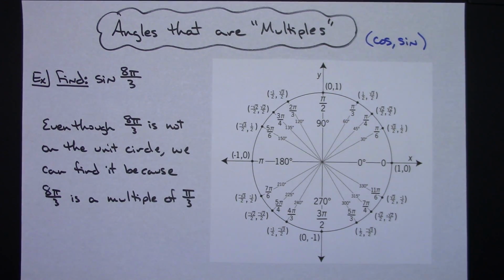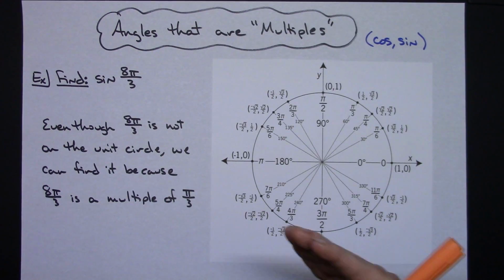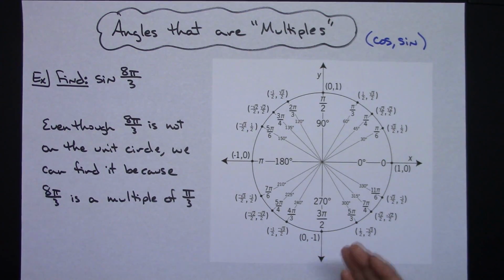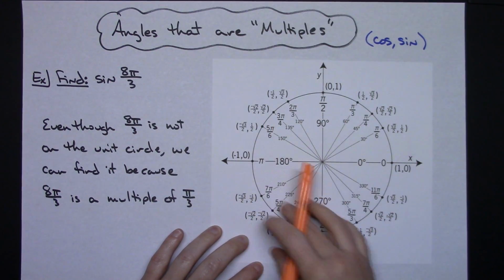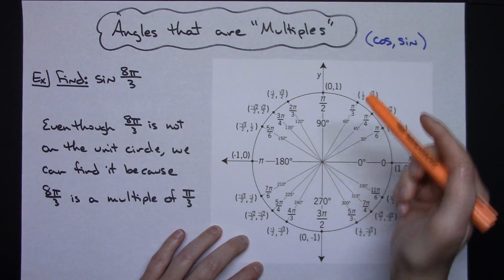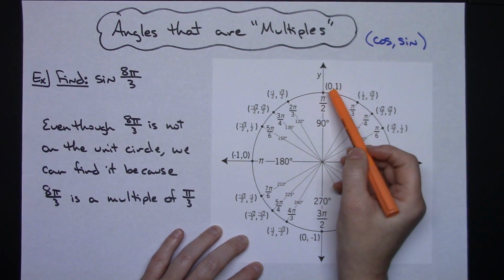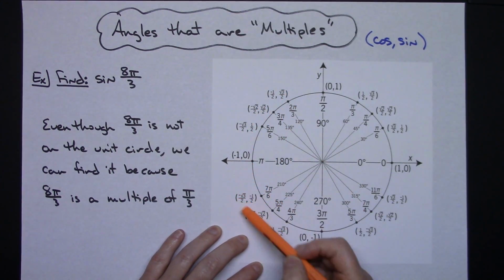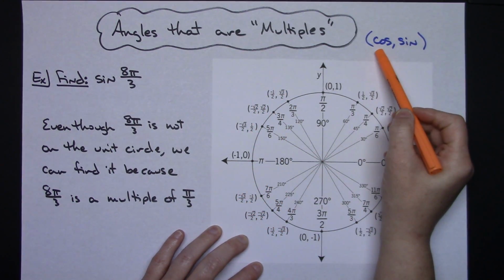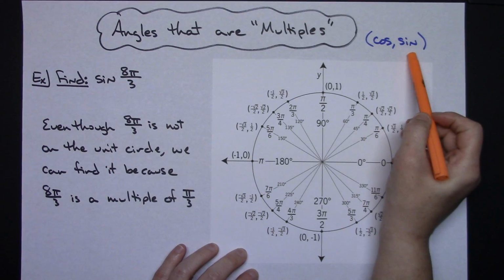In this video I'm going to show you how to find either the sine, cosine, or tangent of angles that you cannot find on your unit circle, but that are multiples of values that are on your unit circle. Okay, so I am assuming you are familiar with your unit circle. I'm also assuming that you realize that for each one of these ordered pairs going around your unit circle, the first value is cosine, the second one is sine.